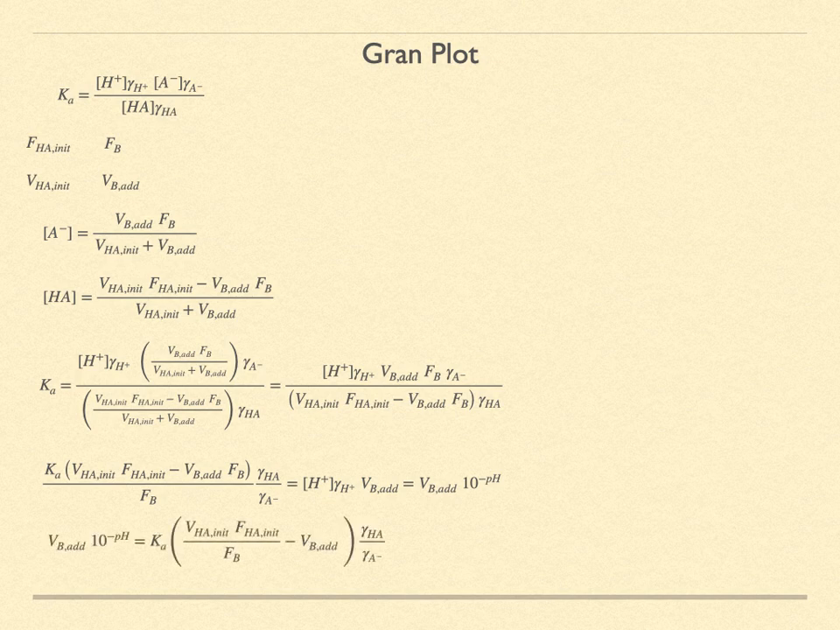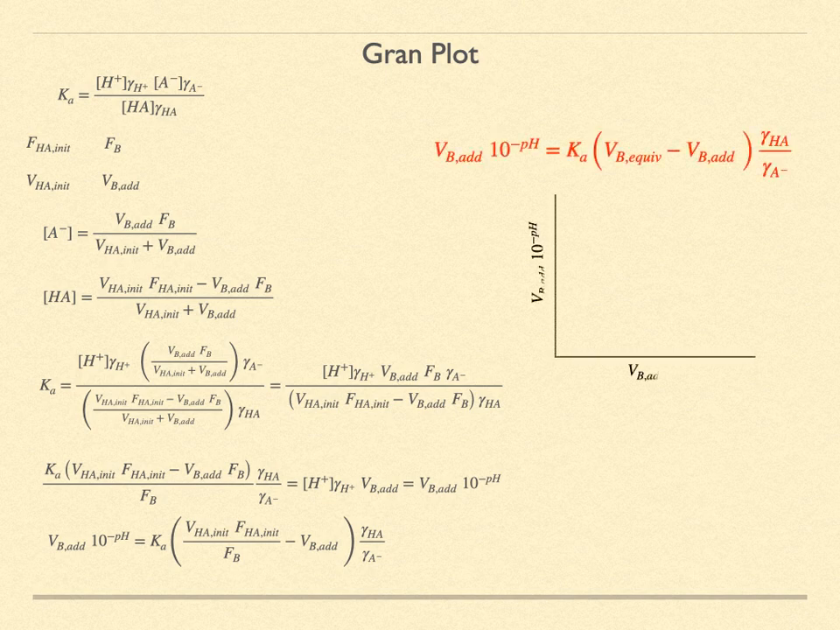The numerator of the first term in parentheses is just the moles of initial analyte. When divided by the titrant concentration, this is the definition of the volume of added titrant to reach the equivalence point. The first term in parentheses is just the equivalence point volume. We now have the Gran plot equation. Graph V_B add times 10 to the minus pH versus V_B add. When V_B add equals V equivalent, this goes to 0. We don't normally use all of the titration data, perhaps 10 to 20% of the data before the equivalence point. The equation is that of a straight line.